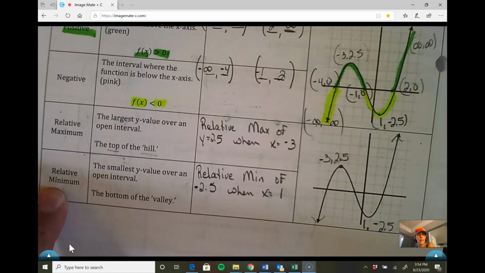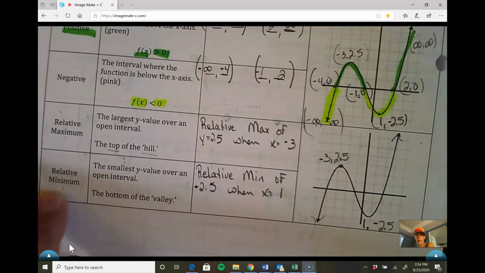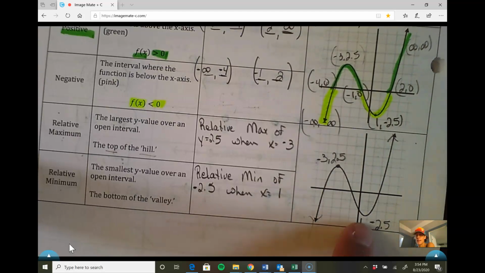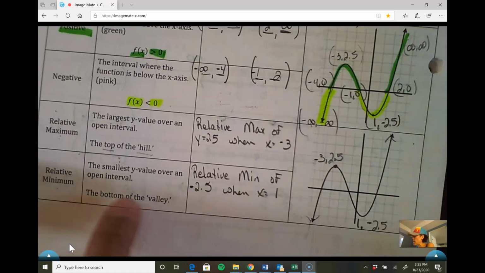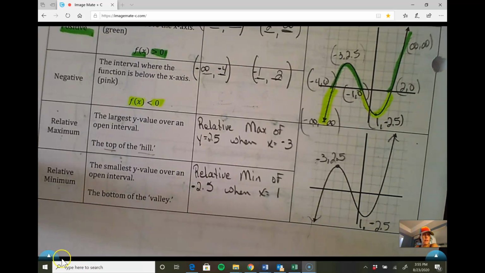So with relative min, I didn't get to really talk about that. I pointed out, I believe, that this was our relative min spot. It's the bottom of the valley. And again, when we write it, we're referring to where y is the smallest value. So we write it as the relative min.